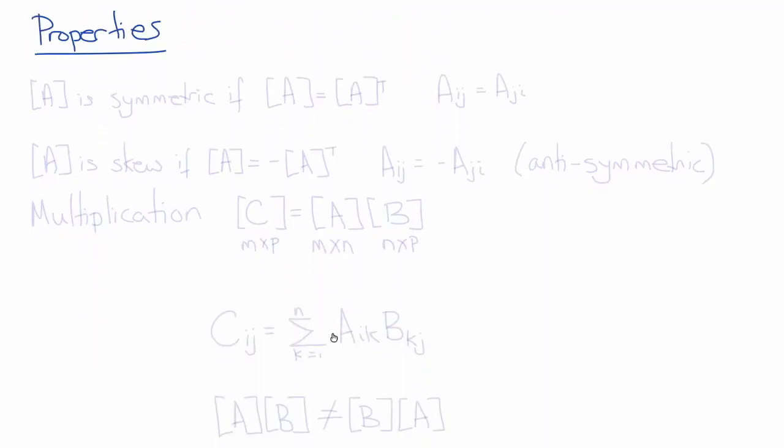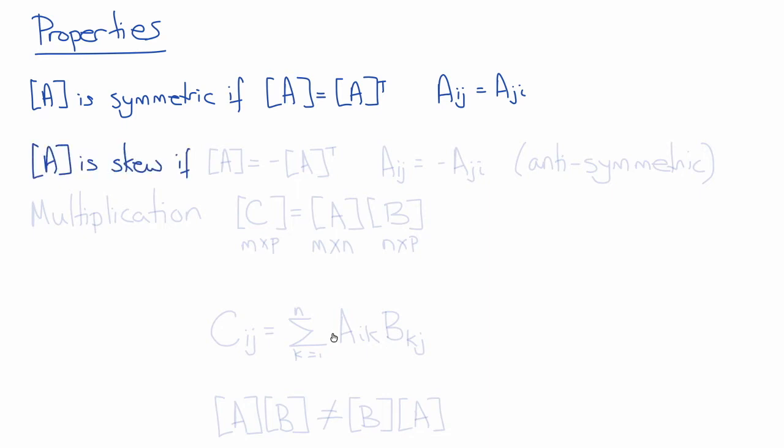So some properties of matrices like these would be symmetry, for example. So A would be a symmetric matrix if the components of A were equal to the components of A transpose. In other words, if we swap the rows and the columns, we get the same matrix, or in index notation, Aij equals Aji. The matrix A would be skew or anti-symmetric if the components of A were equal to the negative of the components of A transpose, or Aij is equal to negative Aji.